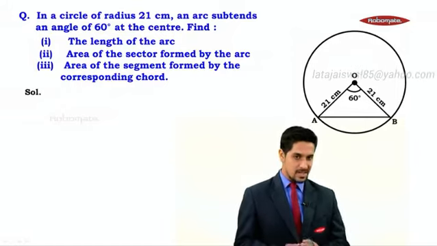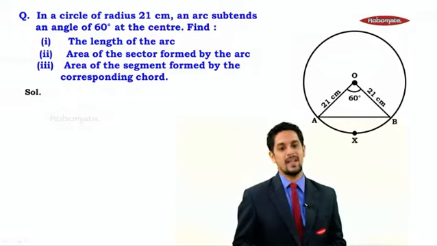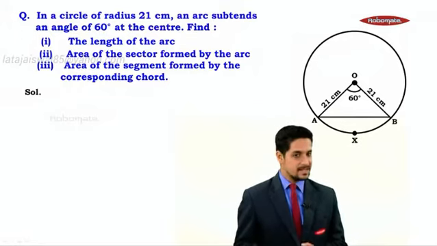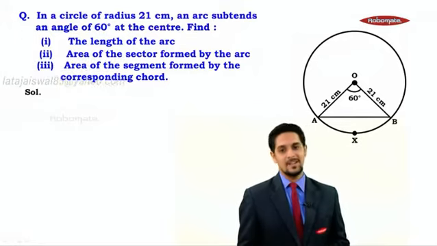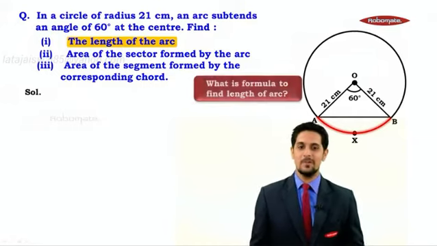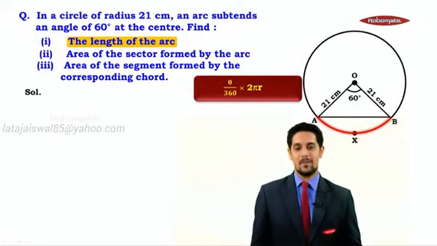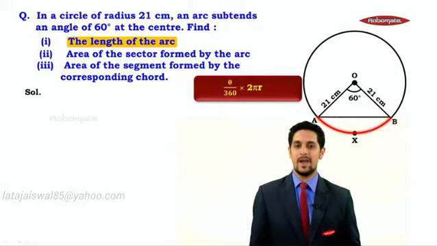For that, first let us draw the chord AB and the corresponding arc AXB. That is the minor arc AXB. Now, let us calculate the length of this minor arc AXB. So tell me, what is the formula to find the length of an arc? Yes, it is theta upon 360 into 2 pi r.